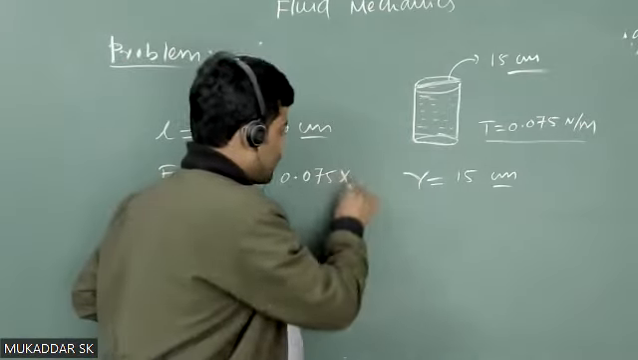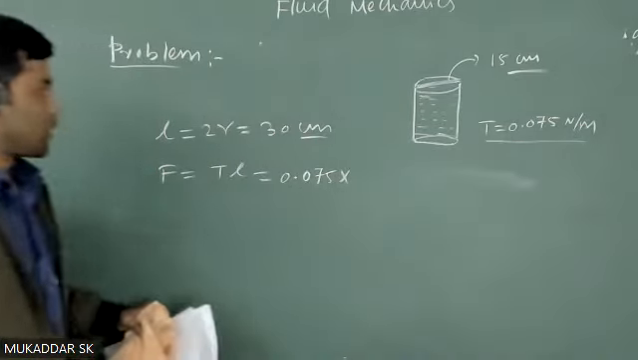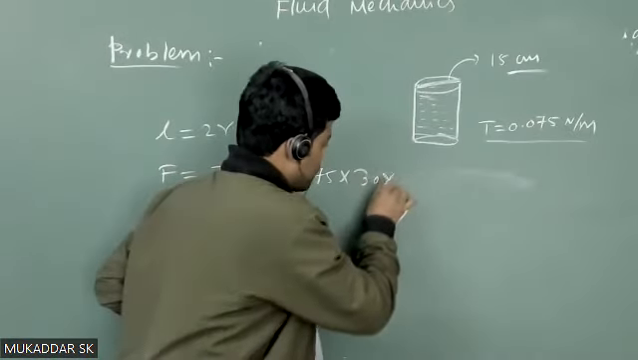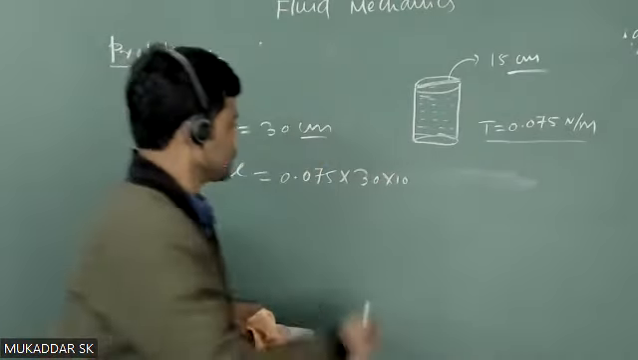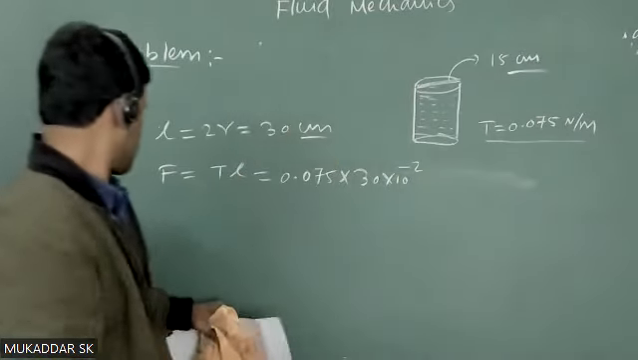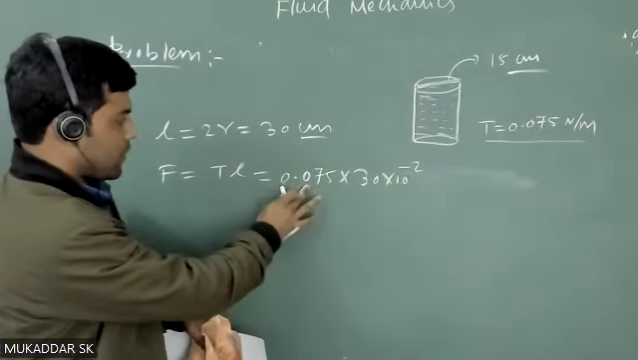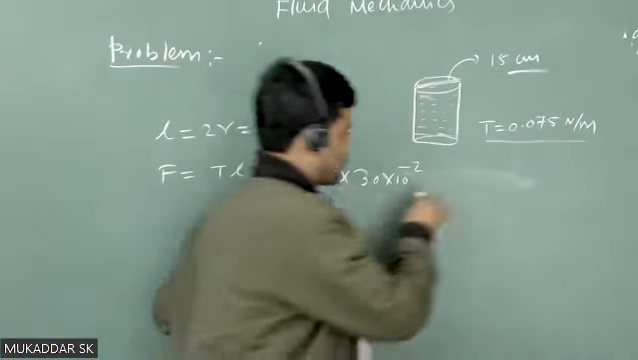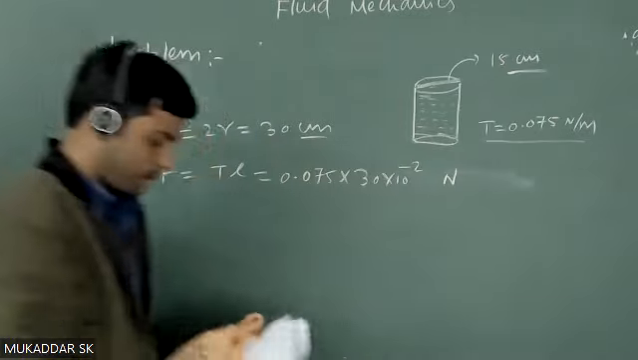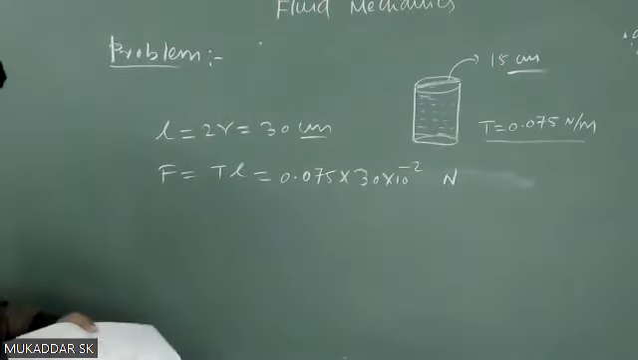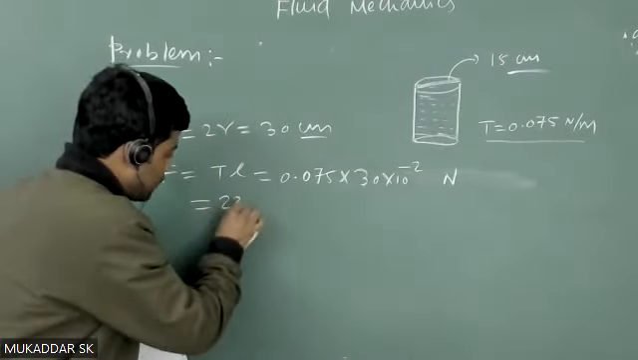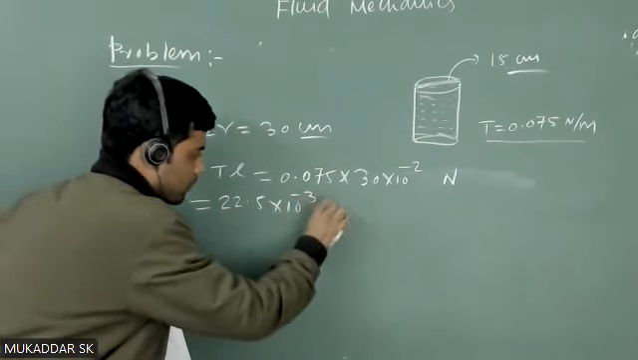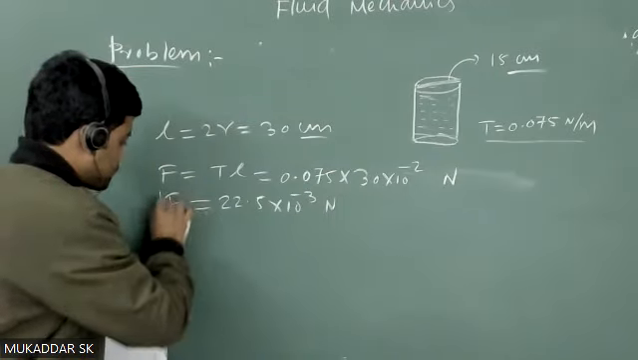So I'll convert it into meter. It will be 30 into 10 to the power minus 2 meter. You have the surface tension given in SI, and I have converted the length into meter, so the force unit will be Newton. If you calculate this value, you will get 22.5 into 10 to the power minus 3 Newton.